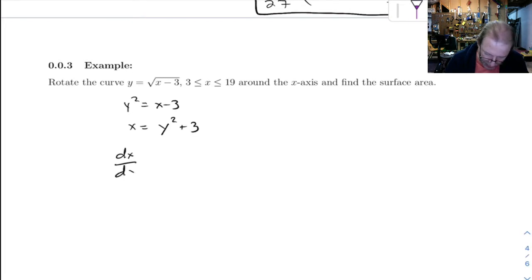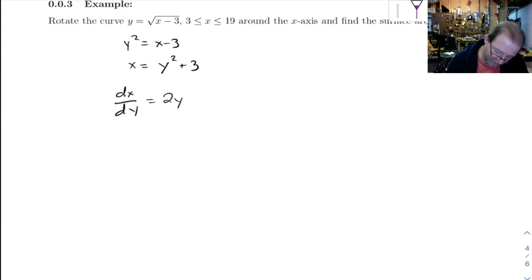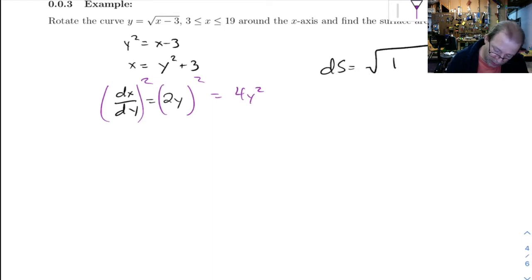dx/dy is going to be 2y, and if you square that, you get 4y squared. So my ds here is going to be square root of 1 plus 4y squared dy.